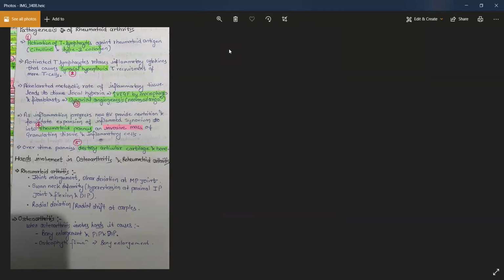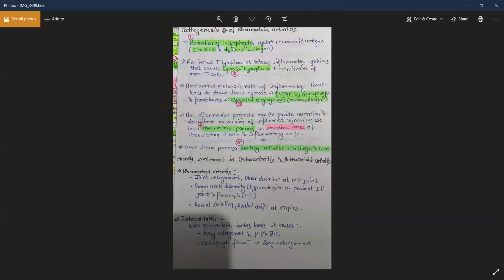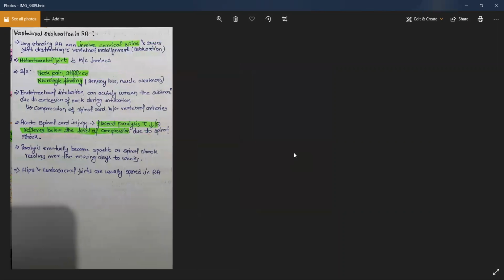So that is the pathogenesis of rheumatoid arthritis. You will have an activation of the lymphocytes, which are active against the antigen, which is citrulline and type 2 collagen, which means the cartilage, right? The patient can have a synovial hyperplasia, and because of the hyperplasia, hypoxia happens, so that angiogenesis can also happen, and this angiogenesis along with the hyperplasia forms a rheumatoid pannus, which is a kind of invasive mass in the joint space, and that can destroy the articular cartilage as well as the bone. Very important.